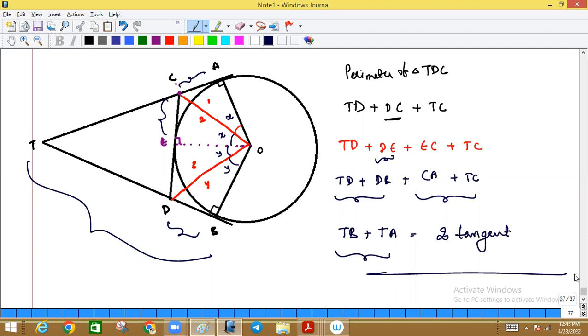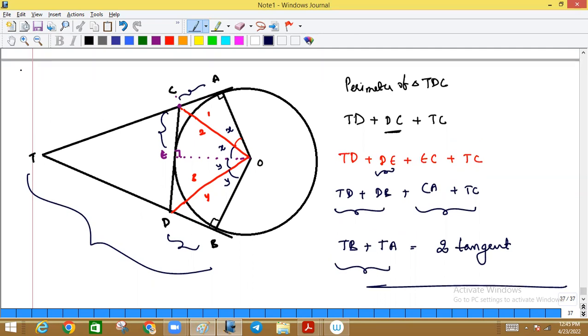This question has been asked. They'll give you the length of the tangent and ask you the perimeter of the triangle. What is the perimeter of the triangle? Simply, the perimeter of the triangle is 2 times the length of the tangent. This property is very, very important.